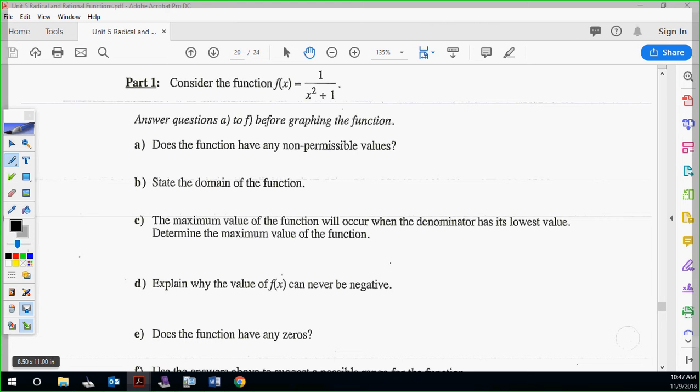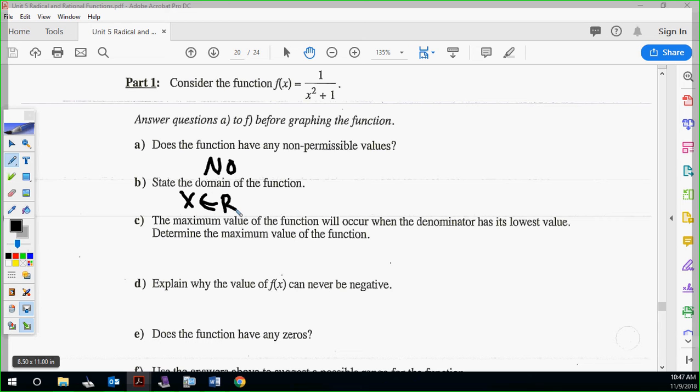We talked about that. This one doesn't have one because everything you plug in will be positive. So no matter what, the bottom's going to be positive. It never will be 0. It will never cancel. So this one is no. Okay. State the domain of the function, x in the reals. There's no problems for x.